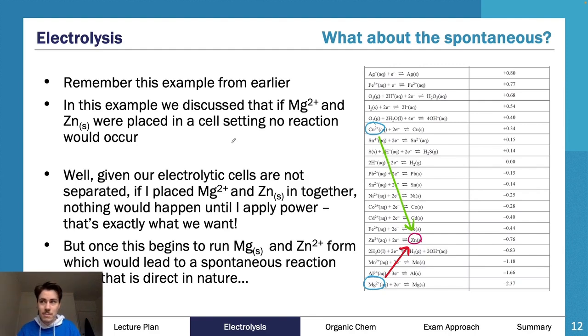But once we begin to run it, magnesium solid and zinc 2 plus will form, which will lead to a direct back reaction. And that's really important. With electrolysis, you can have things in the same container, and that's okay, because there's not going to be a spontaneous reaction between these two things if I put them in the same container. But once I start to run it, what am I forming? Well, if I use a different color, let's grab the color green, once I start running it, I form this and I form this. This looks spontaneous. So it's really important you have ways to separate things in electrolysis.